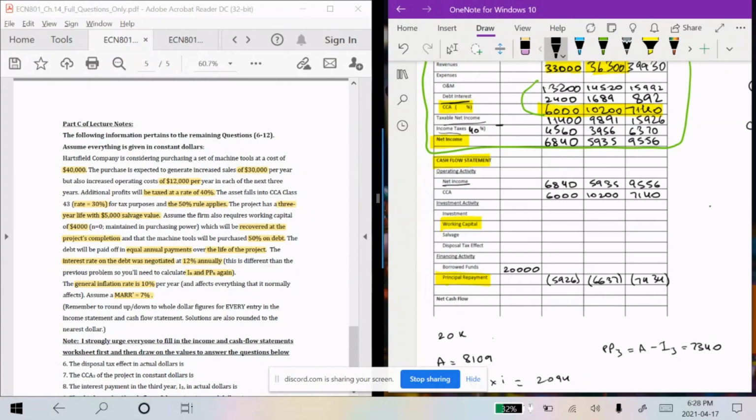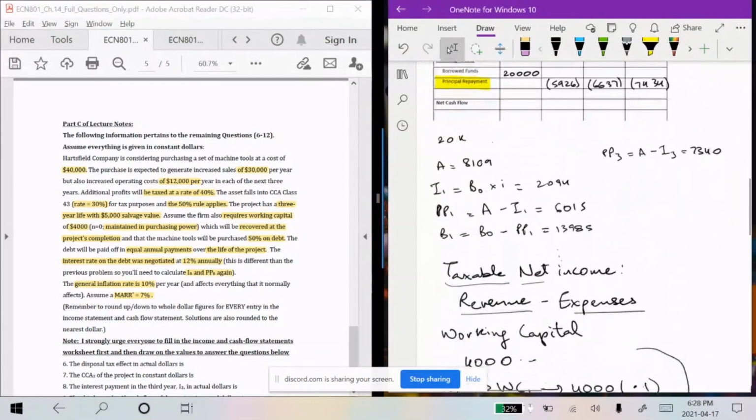Now the next one to calculate is the investment. The investment was $40,000 right here. This was something that went out of the company's account, so we're going to put this in brackets. Next is the working capital. They talked about the working capital, right? Where was it? Assume the firm also requires working capital of $4,000 contained in purchasing power.